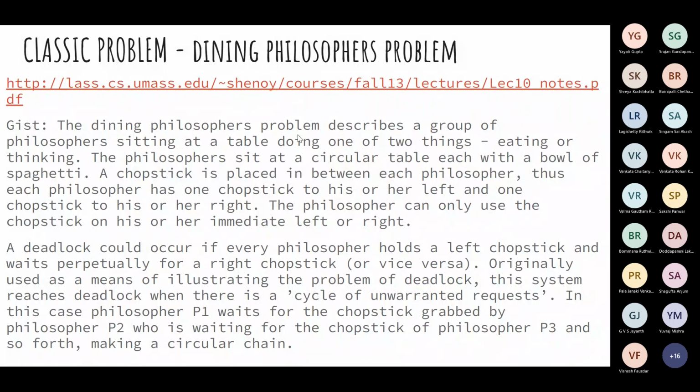It's a very lengthy problem, but the gist is that there's a group of philosophers sitting at a circular table, and they have two states called eating and thinking. When they think they don't eat, obviously, and when they have to eat, they pick up a chopstick placed right next to them. They can only pick the ones placed right next to them.